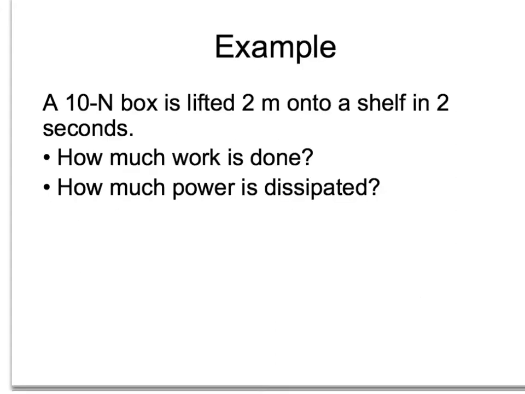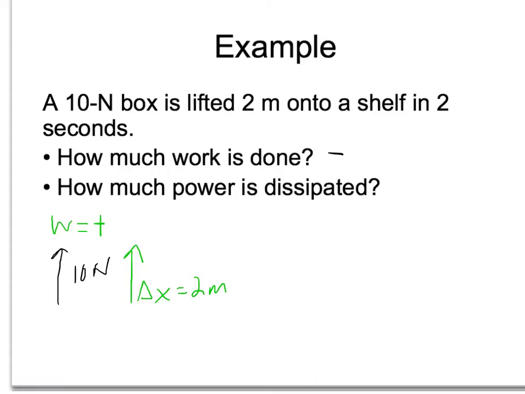You just divide by time. All right, so here we go. A 10 Newton box is lifted 2 meters onto a shelf in 2 seconds. Two questions to answer. First, how much work is done? Well, if we draw a little diagram, we lift our box with 10 newtons of force, and the amount we displace it is 2 meters, and we lift it onto a shelf. So those are both up 2 meters. And since those are in the same direction, my work is going to be positive.